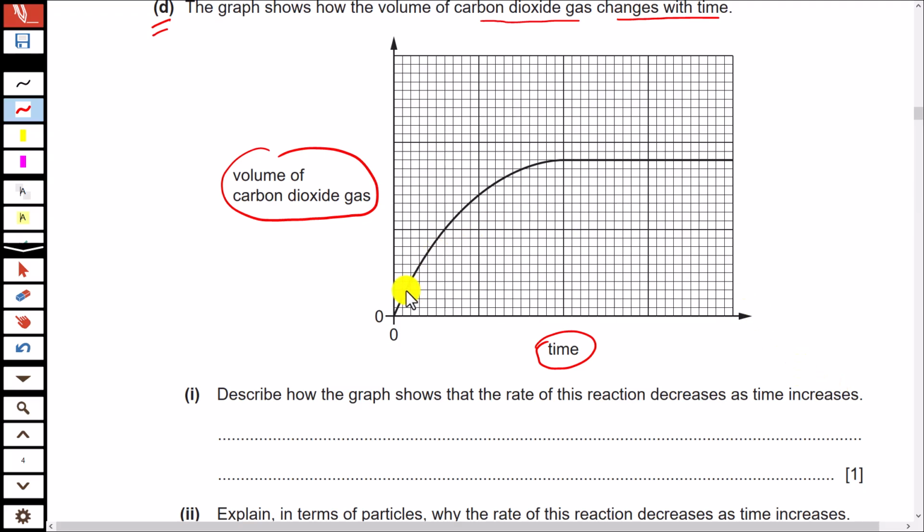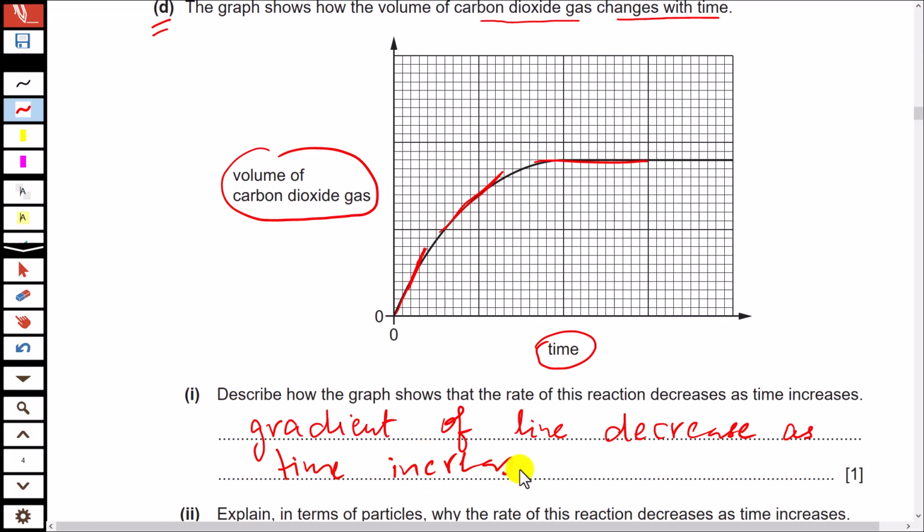If you look at the gradient of this graph, you can see that this line is steeper at the beginning, but the gradient decreases as the time increases, and it is becoming flat over time. So you can say that the gradient of the line decreases as time increases. So the decrease in gradient of the line shows that the rate of reaction decreases.